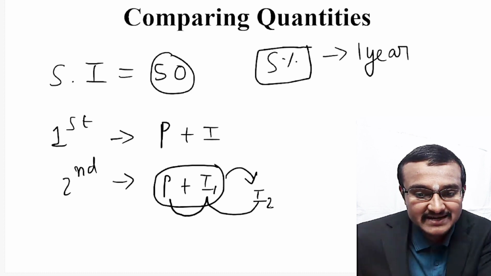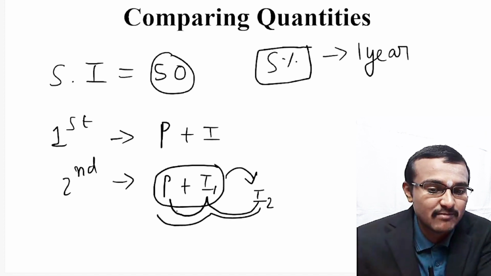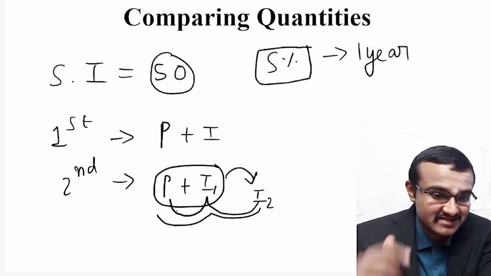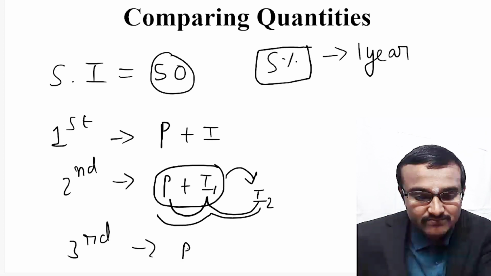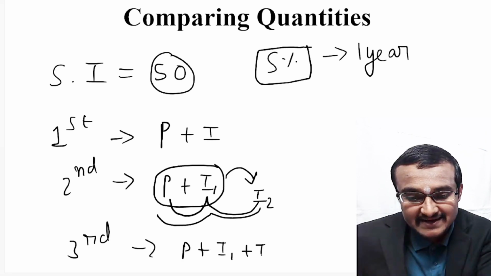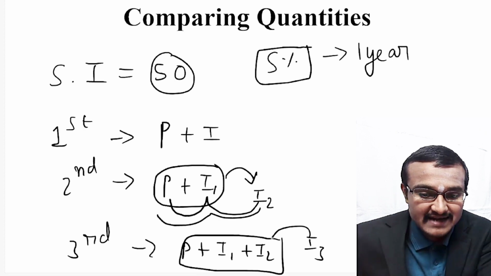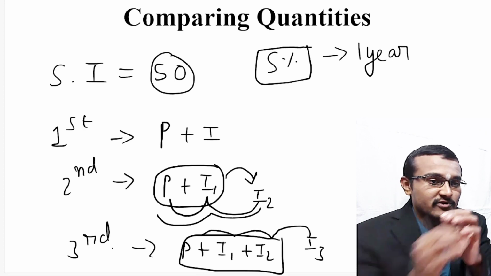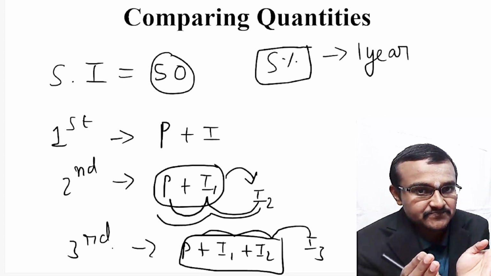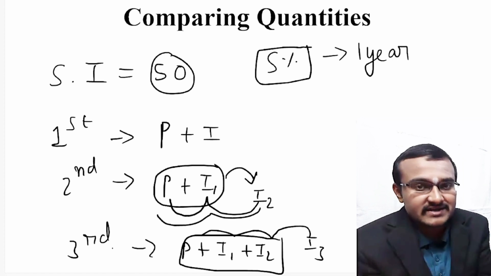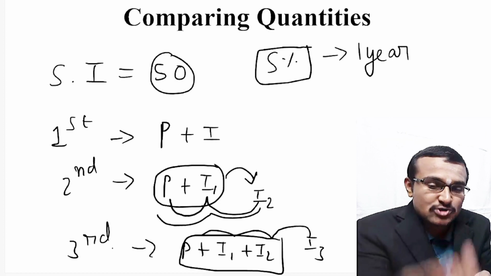So here interest is calculated on the first year's interest and the principal amount. So I2 will be the interest on P plus I1. In the third year, the amount will be P plus I1 plus I2, and I3 will be calculated on P, I1 and I2. So for the total amount you have got by the end of the second year, the third year's interest will be applied. So this is actually putting interest on interest.